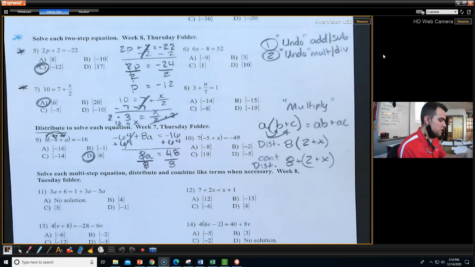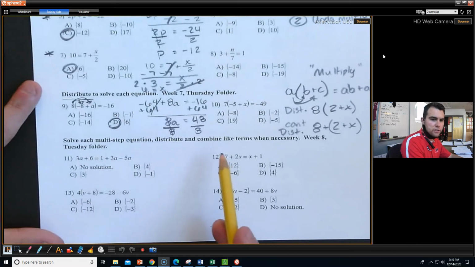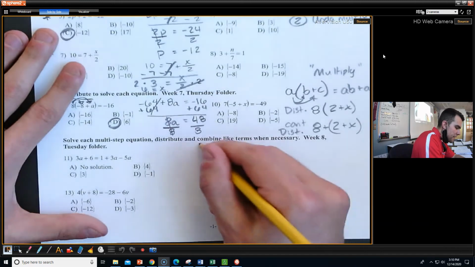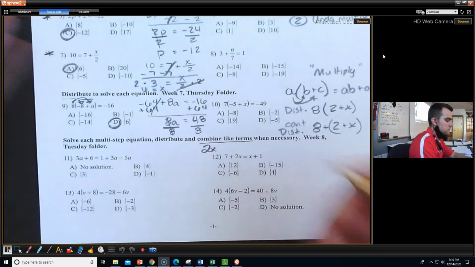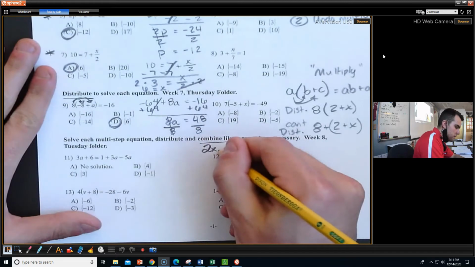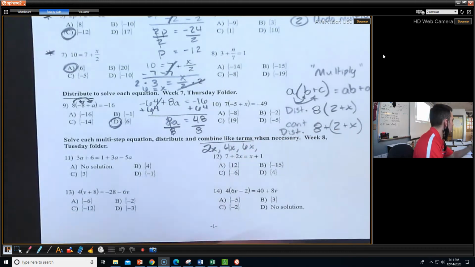Okay? Let's move down below. We're going to look at multi-step equations, which is not only distribution, it's also combining like terms. So again, let's recall what a like term is. So if I have something like 2x, what would be a like term? Give me an example. What would be a like term of 2x? 4x would be one? 6x? What about 8x squared?